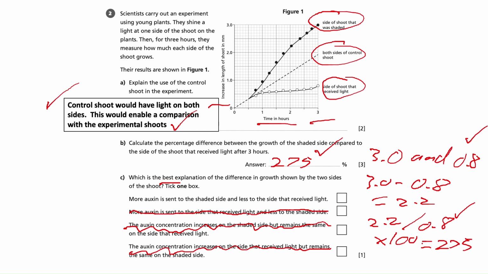So, the first one appears to be correct, and that's backed up by our biological knowledge. Therefore, that is the correct answer and scores the 1 mark available for this question.